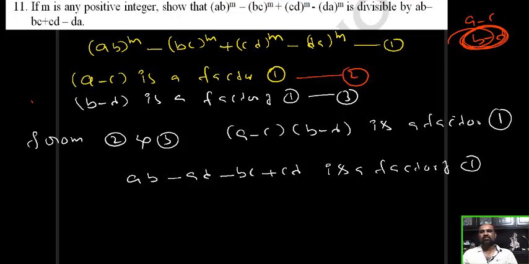Therefore ab whole power m minus bc whole power m plus cd whole power m minus da whole power m is divisible by ab minus ad minus bc plus cd. I hope you people understood. Interesting problem, super problem.